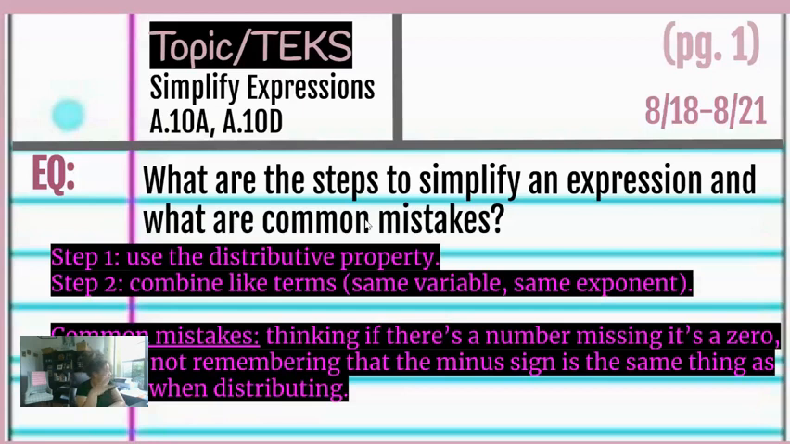Okay? Then after that, some common mistakes are thinking if there's a number missing, it is a 0. It's 1. So if there's a number missing, it's not 0, it's 1. I don't know if that makes sense. So if there's a number missing, like that phantom 1 that I taught you about, you're going to put that 1 there, right by the parentheses. If there's no number there, you're going to put a 1 there. That's the basic. Another mistake is not remembering that the minus sign is the same thing as a negative when distributing. Okay? So those are the answers to last class's essential question.